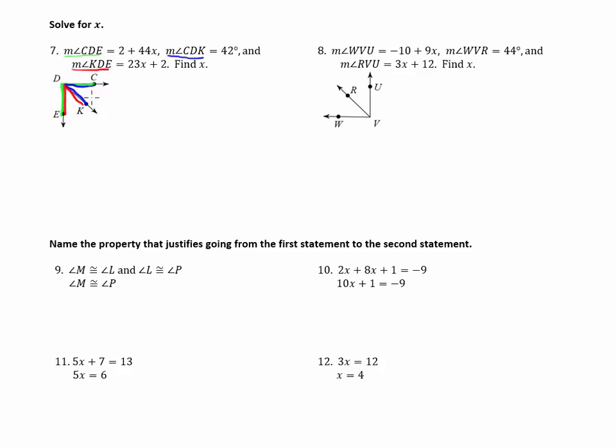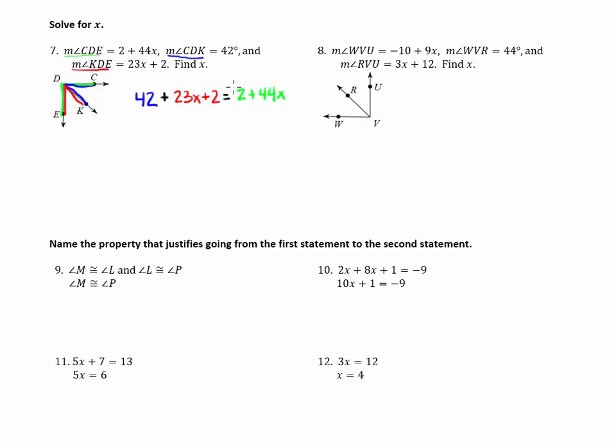So the blue angle, that's the angle CDK. The measure of angle CDK is 42. So we're going to have 42, the measure of the blue angle, plus the measure of the red angle, KDE, so this guy right here, 23x plus 2. That has to equal the whole thing, right? CDE. So CDE is 2 plus 44x.